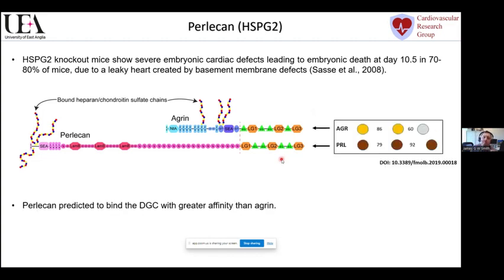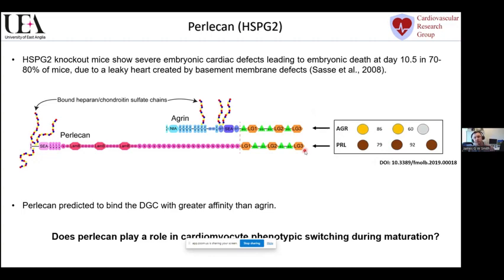In fact, Perlecan has been predicted to bind the dystroglycan complex with a greater affinity than agrin, which again drew our attention to its potential in this phenotypic switch during maturation, and to ask the question, does Perlecan play a role in the phenotypic switch of cardiomyocytes during maturation?